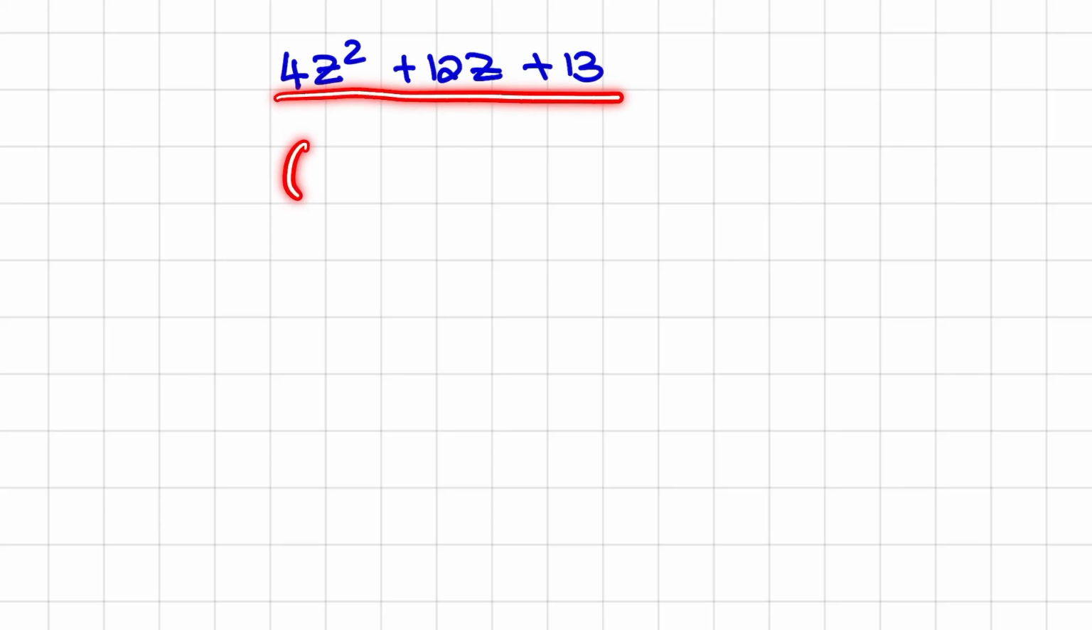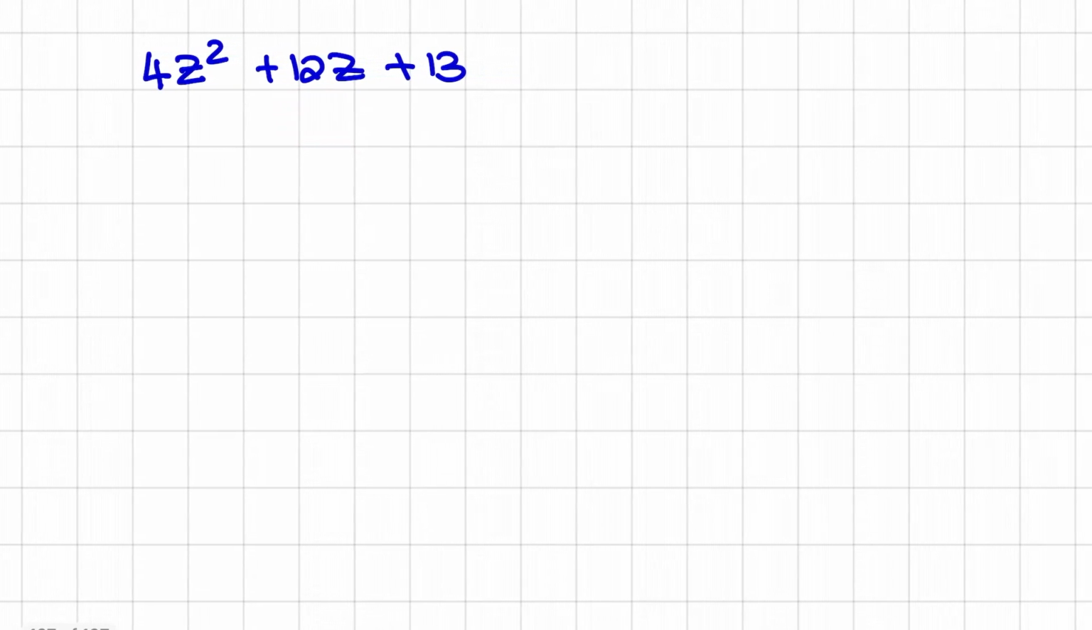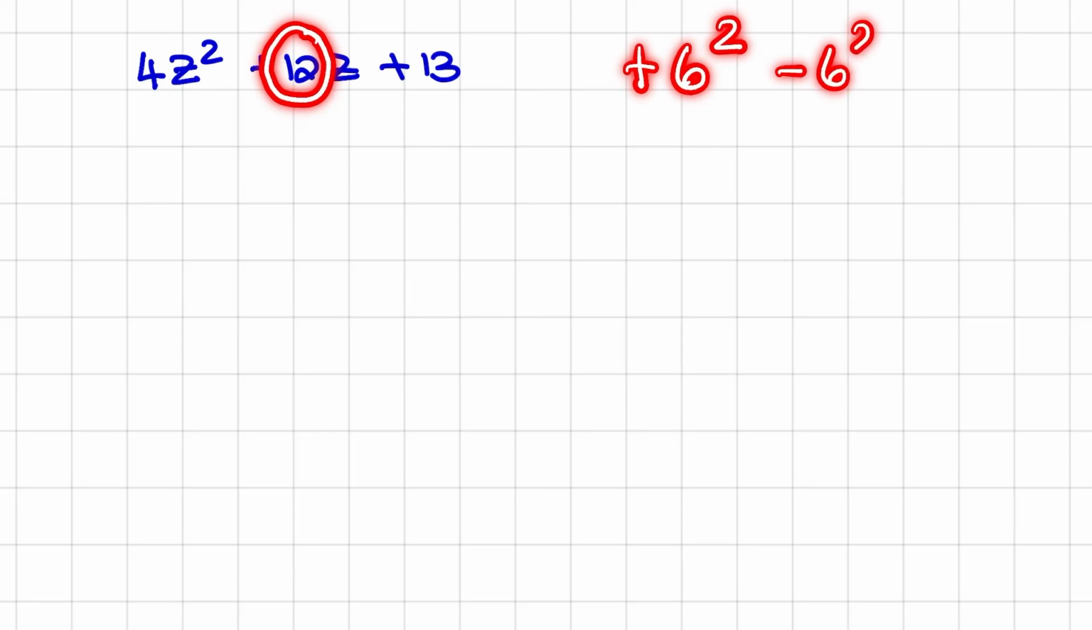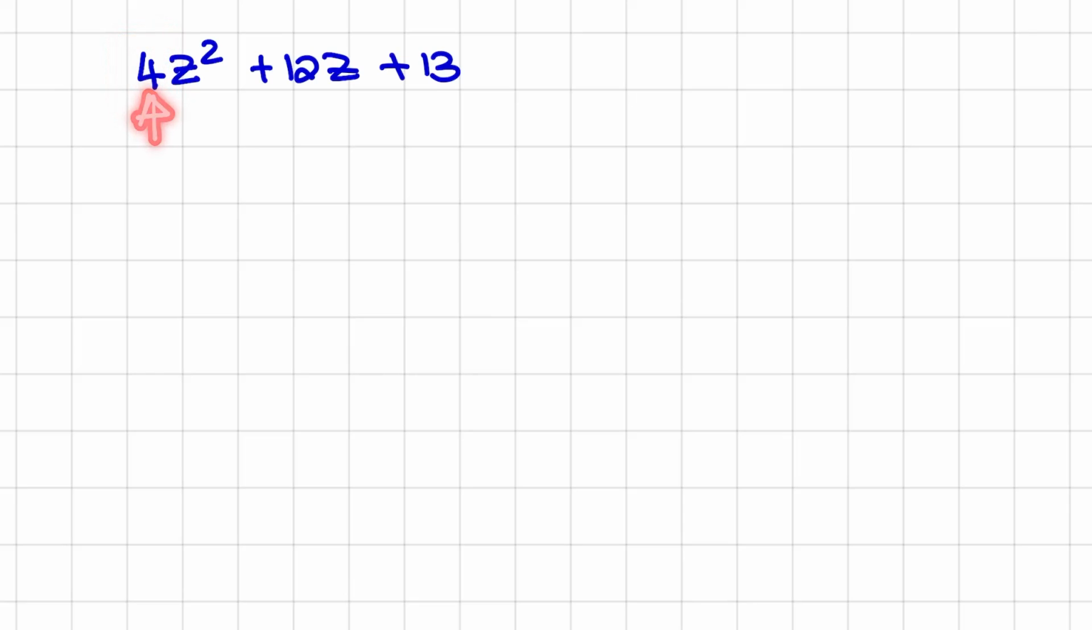Let's say we have 4z squared plus 12z plus 13. And again, we cannot apply normal trinomial factoring. So what we need to do is again apply completing the square. But for this example, I want to show you a slightly different method. So we cannot simply take 12 divided by 2, which is 6, and add 6 squared and subtract 6 squared, because we need to consider the impact of the coefficient in front of z squared.